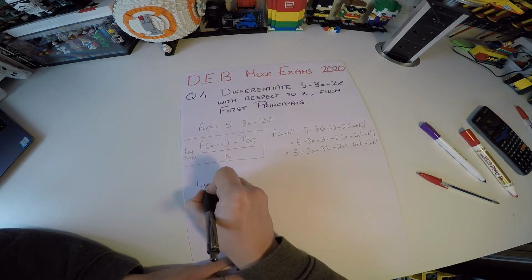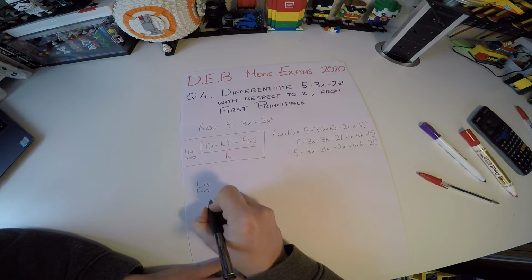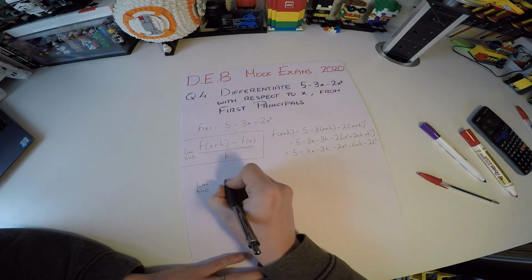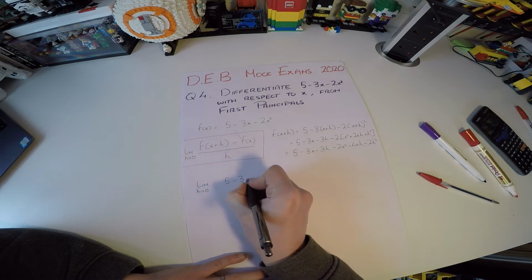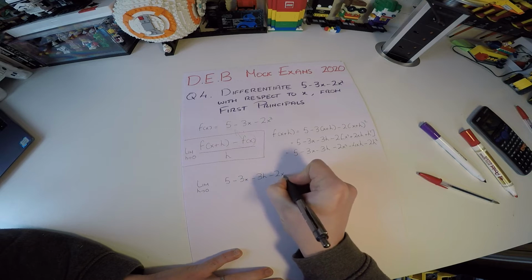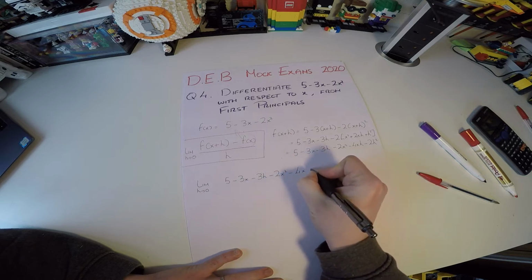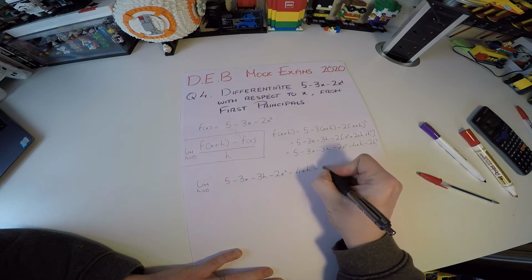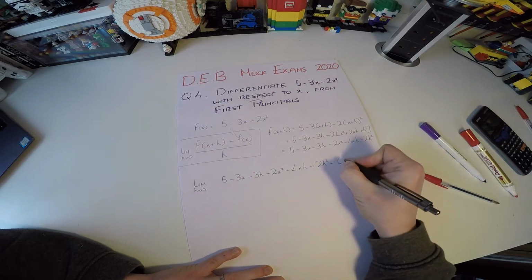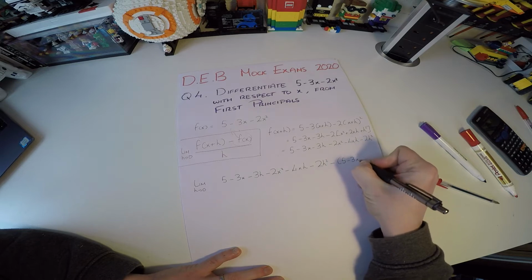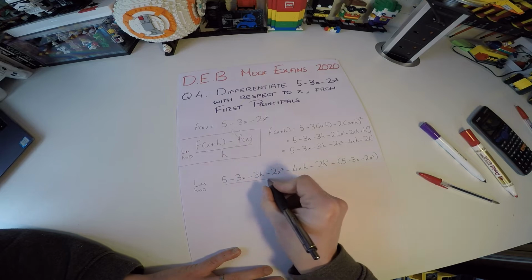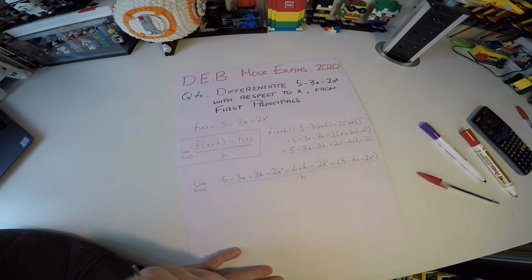The limit as h tends to 0 of f of x plus h stuff. So that's all this stuff here. That's 5 minus 3x minus 3h minus 2x squared minus 4xh minus 2h squared, minus another function, 5 minus 3x minus 2x squared. And that's all going to be divided by h.